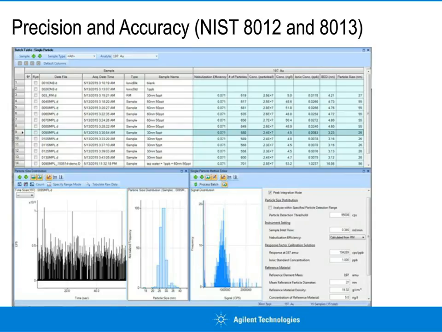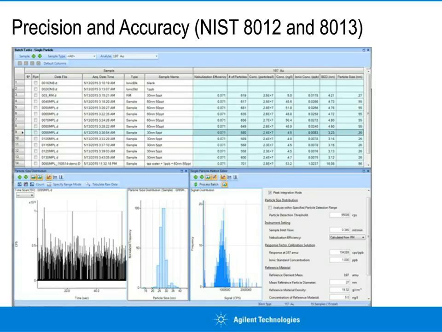This is a result table of actually 5 replicate analyses each of the NIST reference 30 nanometer gold and 60 nanometer gold, an ionic calibration, and then a spike of the NIST 60 nanometer gold into tap water. And so the results in this table were created fully automatically after using the Method Wizard to set this up. We ran this particular set of data to take a look at the precision and accuracy of this determination using the 2 NIST reference materials.